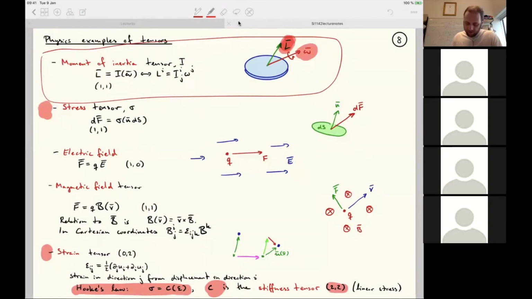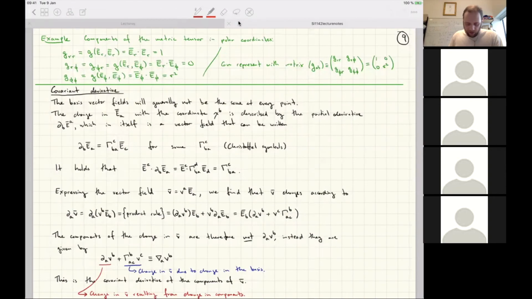I also have another question about this, and it's about the electric field. So you said that was a 0, 0 tensor? No, sorry, 1, 0 tensor. Okay, it's a 1, 0. I mean, the charge, for example, is just a scalar. So it maps a scalar to a force. Right. So that's a 1, 0 tensor. It maps a 0, 0 tensor to a 1, 0 tensor. So it's a 1, 0 tensor. Yeah. Thanks. Any other questions?